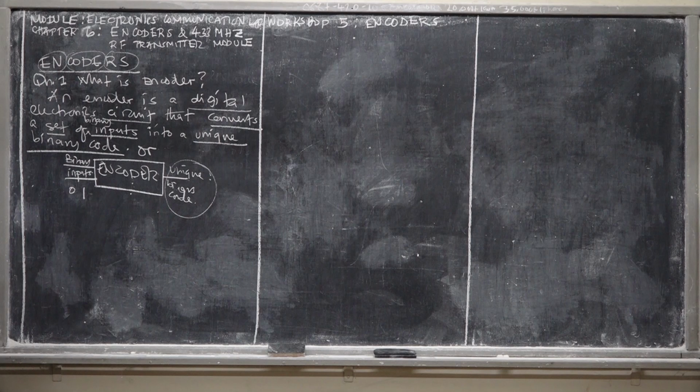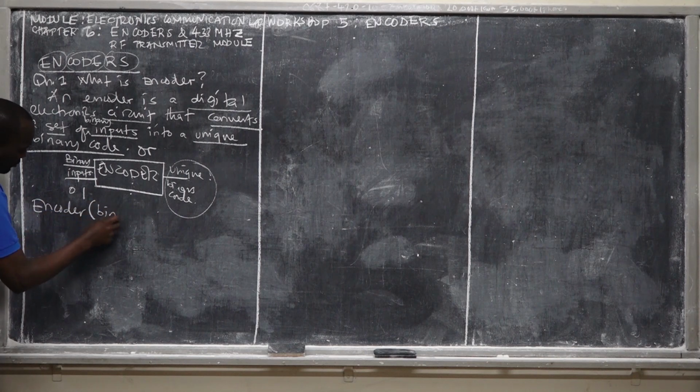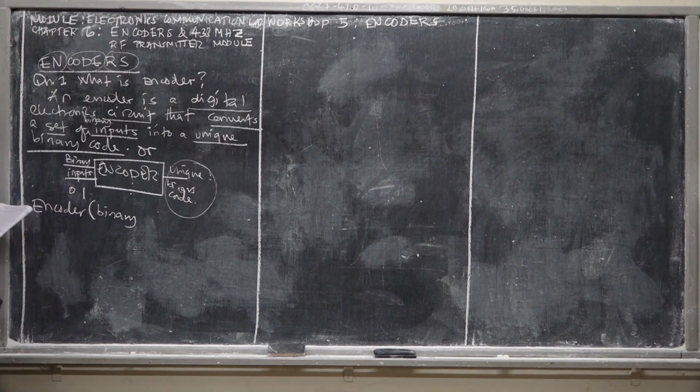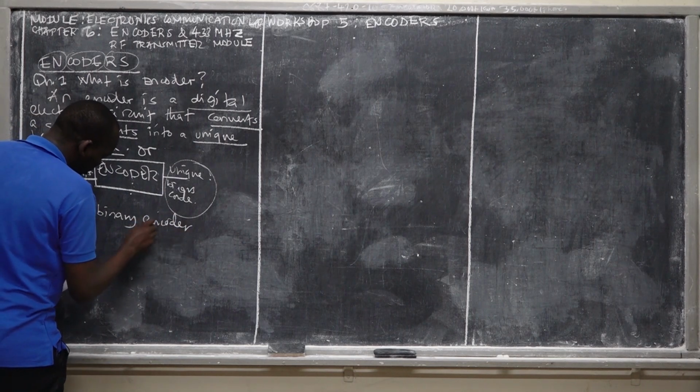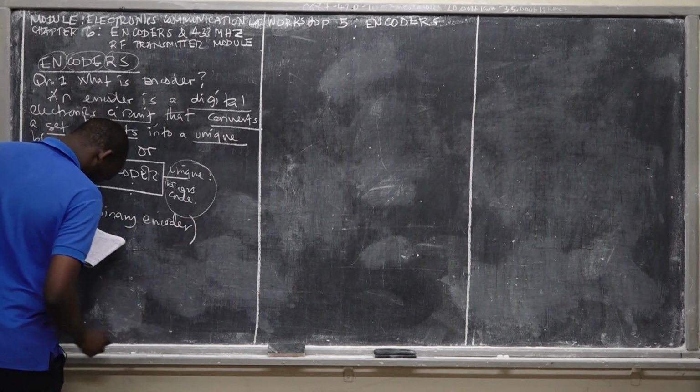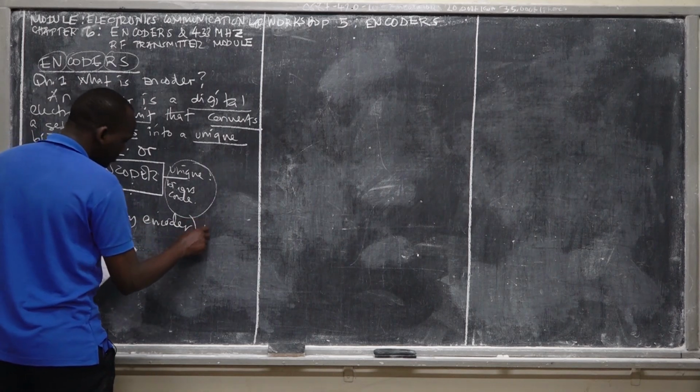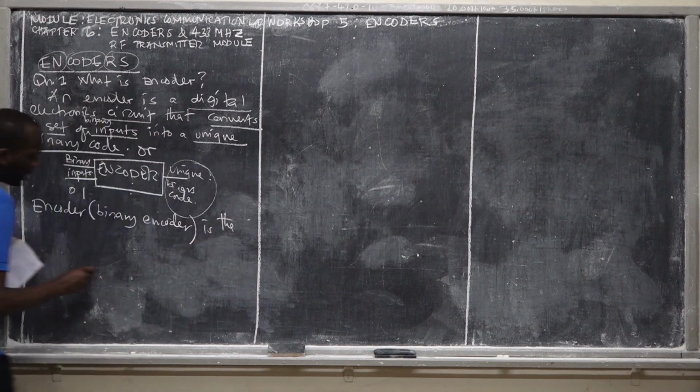Some sources also define the encoder this way. In some sources, it's also called a binary encoder. We call it encoder or binary encoder. This is the combinational.